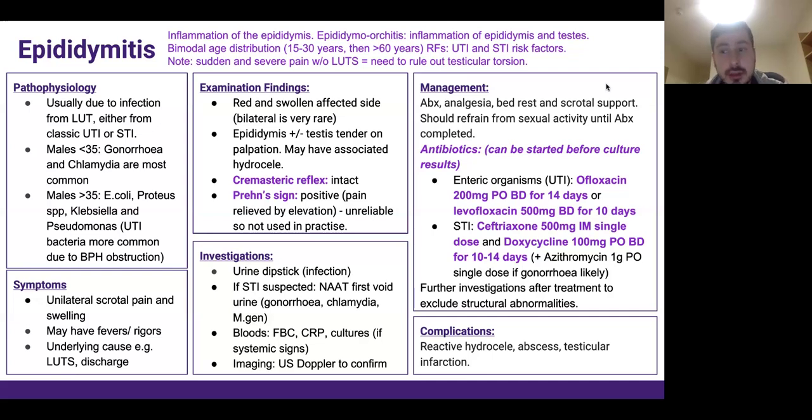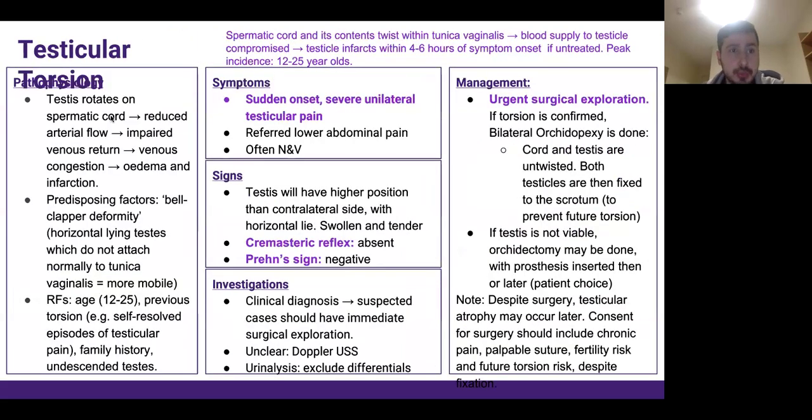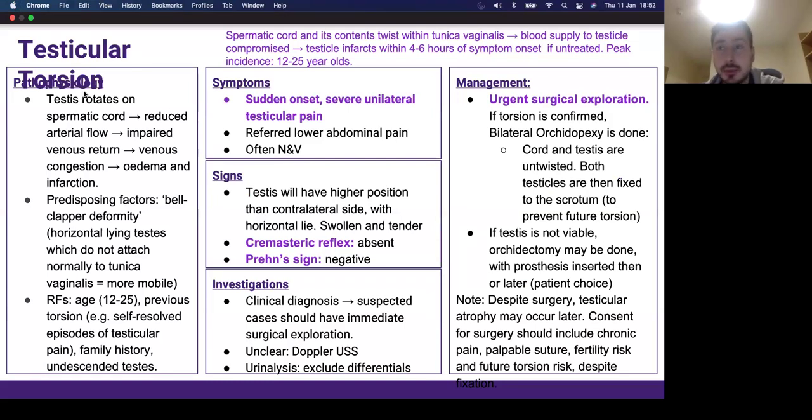If you suspect a UTI, you want to give a fluoroquinolone like ofloxacin. If you suspect an STI, you want to cover both chlamydia and gonorrhea. So you want to give ceftriaxone for the gonorrhea side and doxycycline for the chlamydia side. Torsion, however, is a very important diagnosis not to miss, and you will definitely be tested on it. It needs to be acted upon within 6 hours, because if left untreated, the blood supply is compromised.